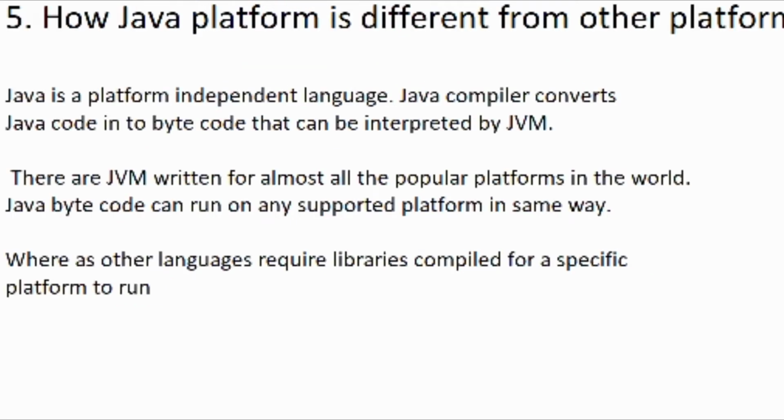5. How is the Java platform different from other platforms? Java is a platform-independent language. Java compiler converts Java code into bytecode that can be interpreted by JVM. There are JVMs written for almost all the popular platforms in the world. Java bytecode can run on any supported platform in the same way, whereas other languages require libraries compiled for a specific platform to run.